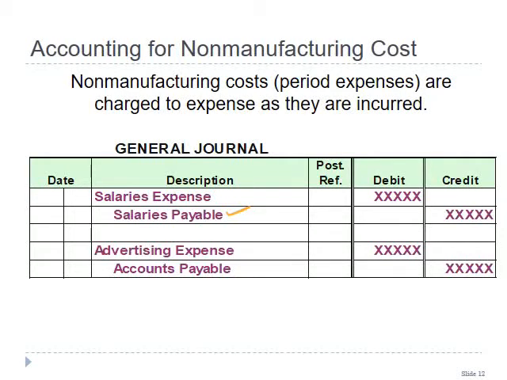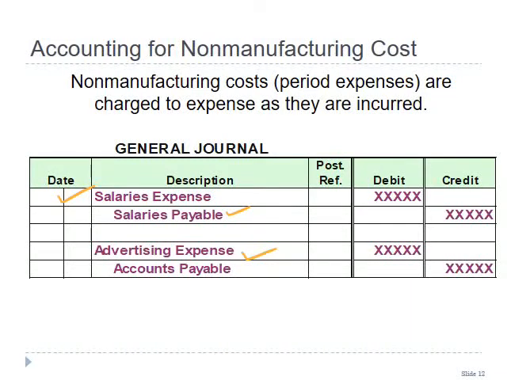Sorry for that. So these general entries illustrate the expensing of non-manufacturing cost in the current period. So for example, salaries. I'm really sorry guys, please ignore this.